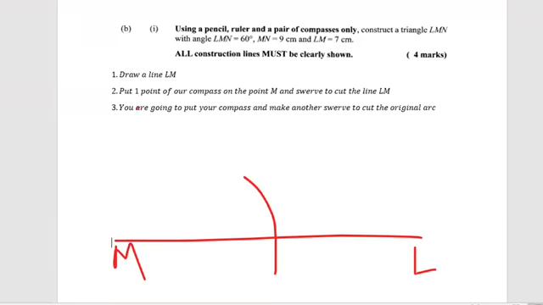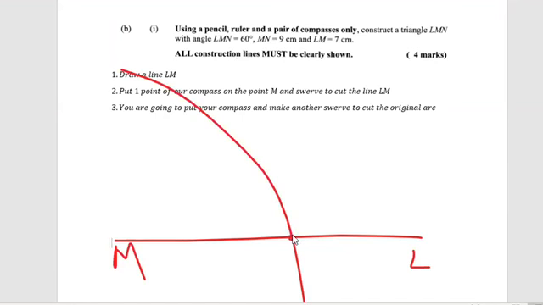Should make that swerve bigger. So it should be something like that. So when we cut our line, we're now putting our compass at this point where it intersected LM to make another swerve to cut this original arc. When we do that, let's say we do it and we get this.